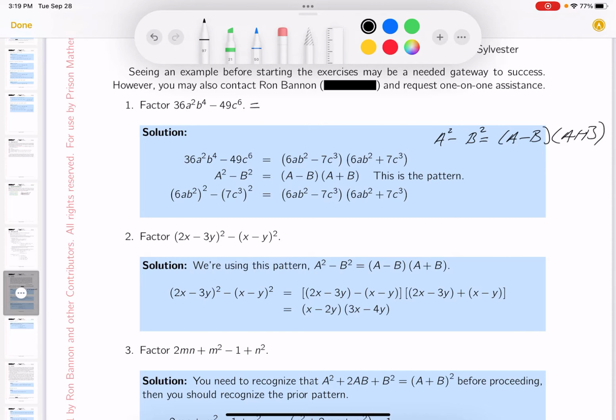So the first thing I want to get across to you is that these are perfect squares. So it's going to be (6ab squared) quantity squared, minus (7c cubed) squared. Well, let's write this down now. 6ab squared minus 7c cubed, times 6ab squared plus 7c cubed.